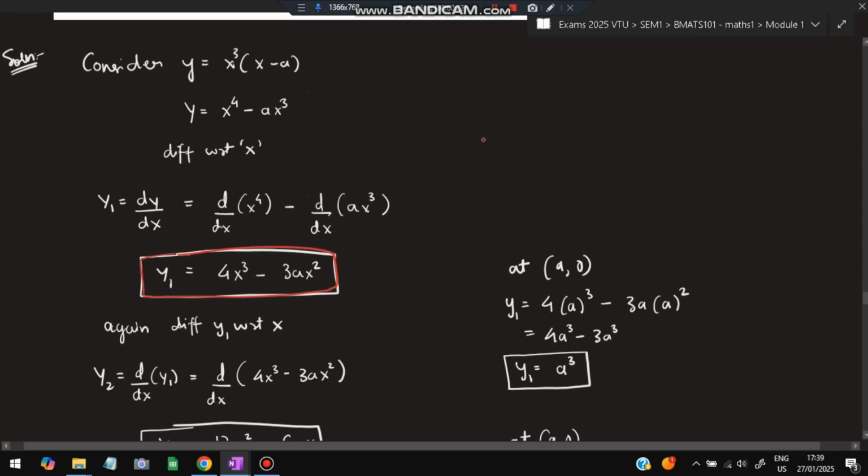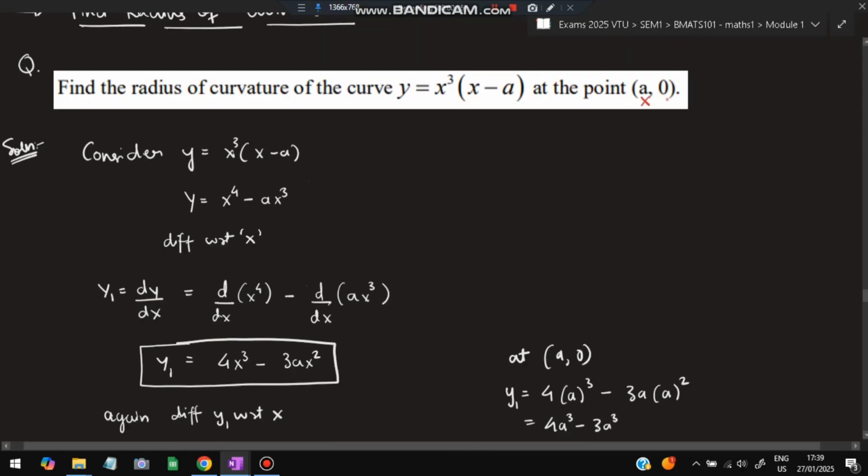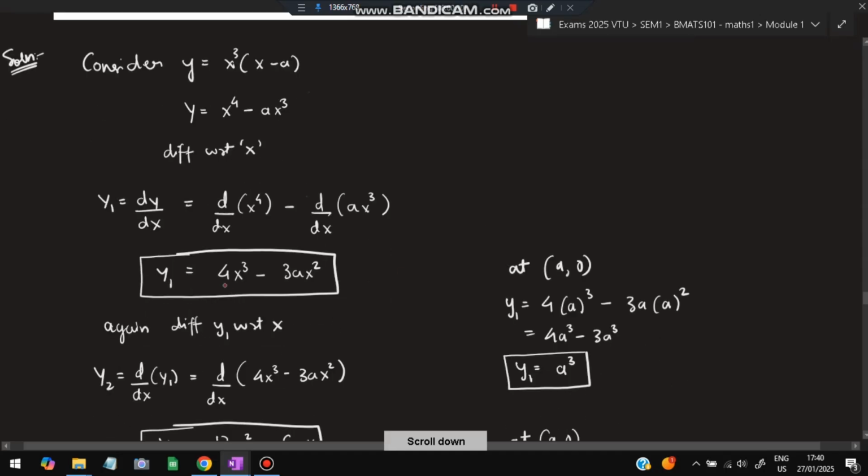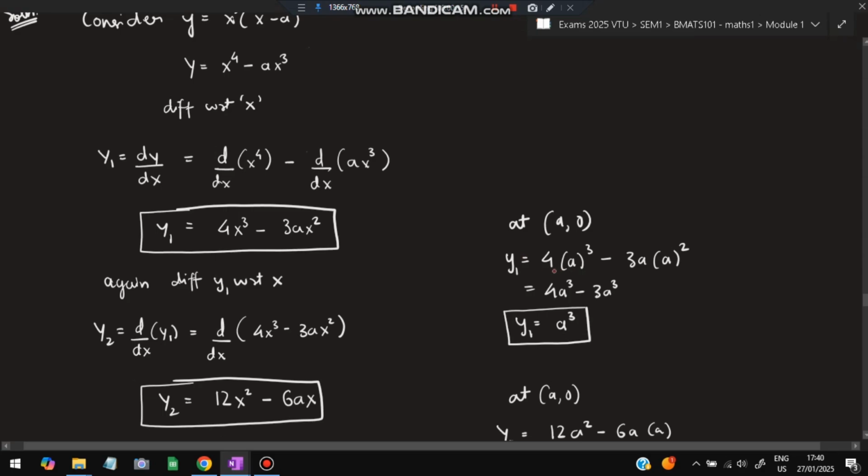Now they have given the point a comma 0, right? This is the point which they have given, a comma 0. A is x value and 0 is y value. So we have to substitute the x value as a. Wherever you find x here, substitute it as a. When you substitute it as a, we'll get 4a cube minus 3a cube, which is nothing but a cube. So y1's value will become a cube.